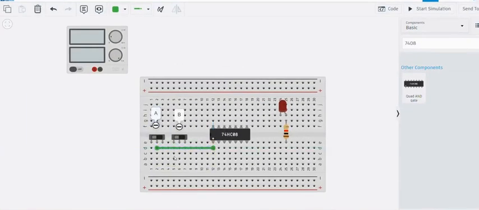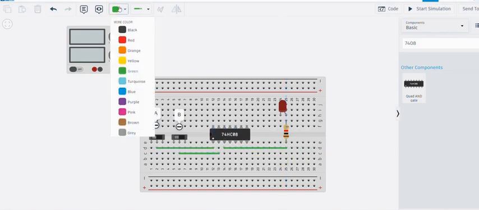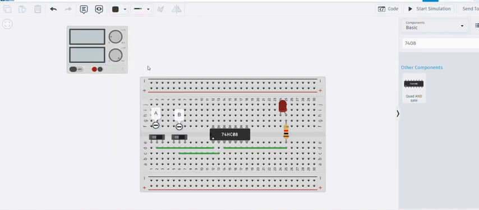Now A is given to one input and B is given to the other input of the IC. The IC has a total of 14 pins. Pins 1 and 2 are for the inputs, and the third one is the output, which is given to that resistor. Now give the positive and negative power supply. Let us take the black color, which denotes the negative supply, and connect the negative supply here to the ground. The other terminal of the LED is the cathode, which should be given to the ground, and the IC's ground pin should also be given here to the ground.